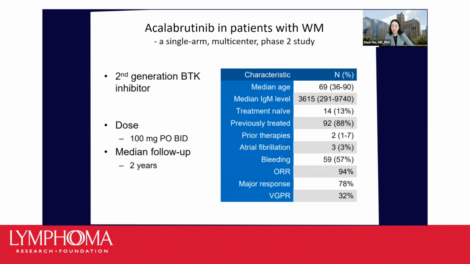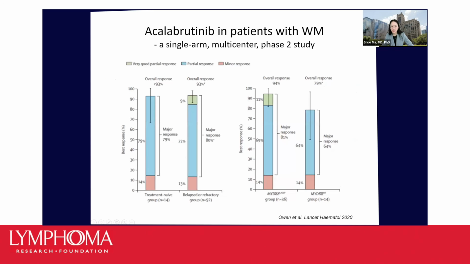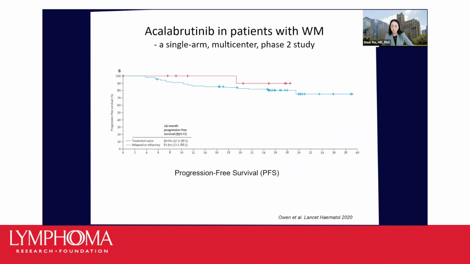Acalabrutinib is another second-generation BTK inhibitor, similar to zanubrutinib. It's not yet FDA approved, but it has been studied in this phase 2 study in Waldenström patients. Again, it's reporting a very high response rate. So overall response rate 93%, and major response rate of 80%, so quite encouraging. This is another agent to look out for. Again, very impressive progression-free survival curve.